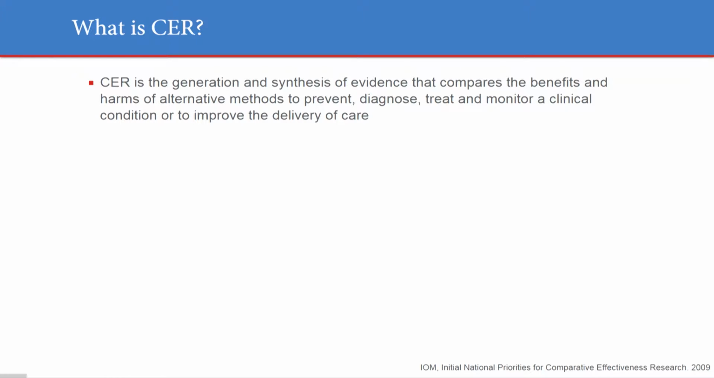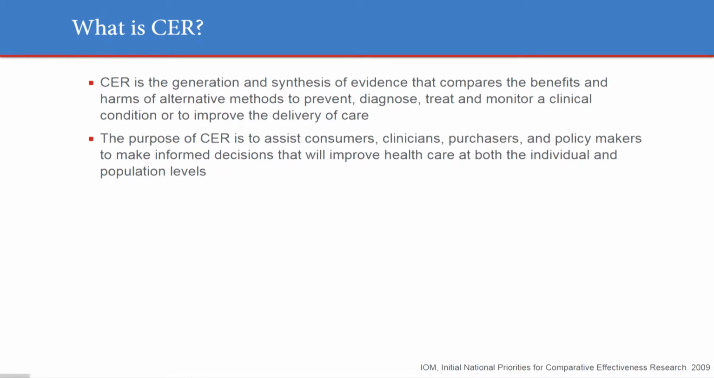This is a definition from the Institute of Medicine. Comparative effectiveness research is the generation and synthesis of evidence that compares the benefits and harms of alternative methods to prevent, diagnose, treat, and monitor a clinical condition, or to improve the delivery of care. The purpose of comparative effectiveness research is to assist consumers, clinicians, purchasers, and policymakers to make informed decisions that will improve healthcare at both the individual and the population levels.